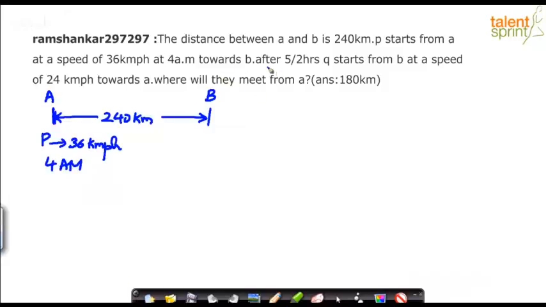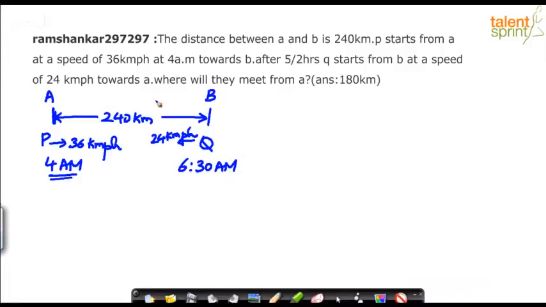And after 5.5 hours. After 5.5 hours means what? At 4 a.m., 5.5 hours is 9:30 a.m. Right? So at 9:30 a.m., Q will start from B at a speed of 24 kilometers per hour. What is the speed? 24 kilometers per hour. At what time will it start? See, P started at 4 a.m. Q will start after 5.5 hours. So it will start at 9:30 a.m. So towards A.